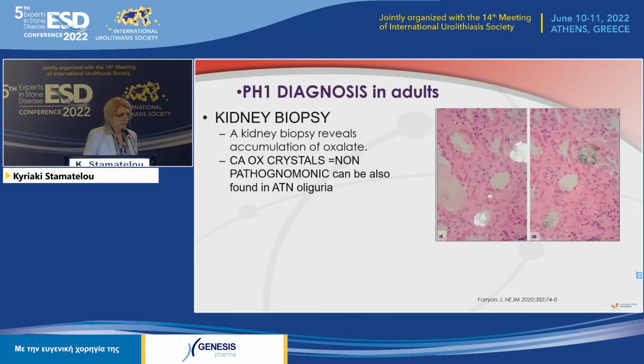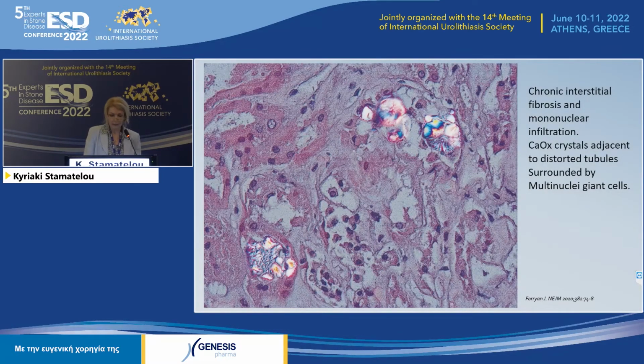Kidney biopsies show very characteristic findings, but you might not want to end up doing a biopsy, not necessarily. So you have oxalate crystals, which again are not pathognomonic, because they can also be found in kidney biopsies from patients with ATN or oliguria. Nevertheless, they're quite impressive, the way the calcium oxalate crystals have this appearance here and there, and how they're surrounded by giant cells and mononuclear infiltration.